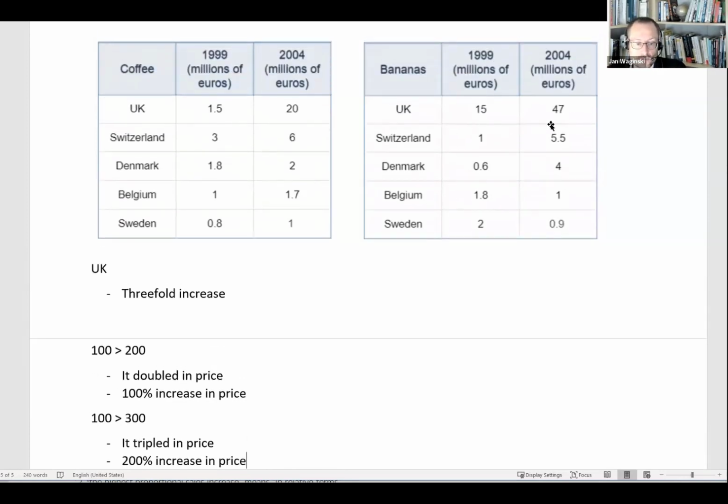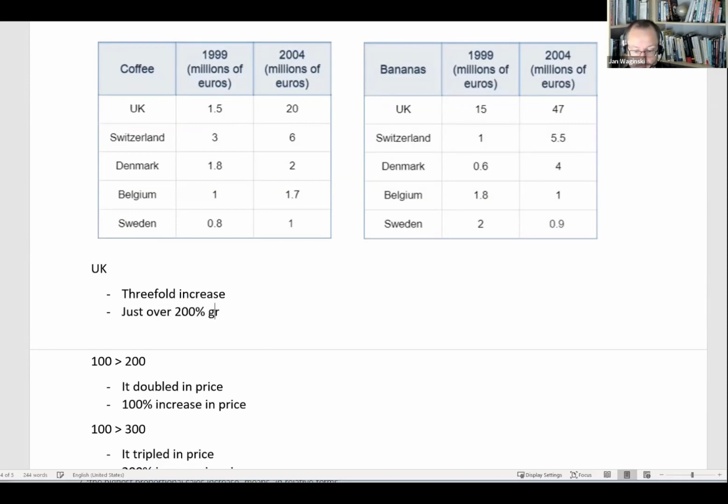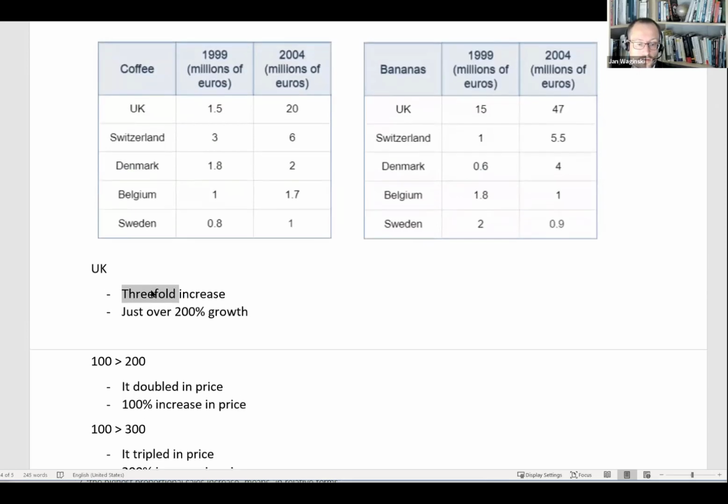So UK, what was the percentage growth? 200%? Yes, and we're going to say just over 200% growth. Jan, what is this threefold increase? I'm not familiar with that word. Threefold increase just means it tripled, because it did triple. Okay.